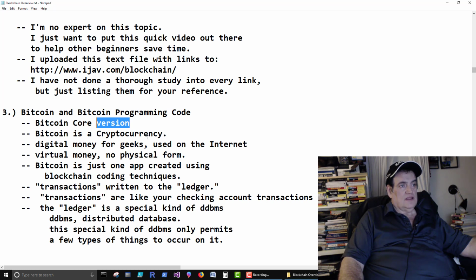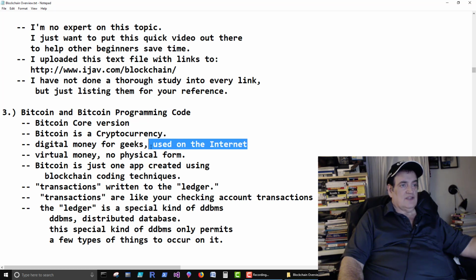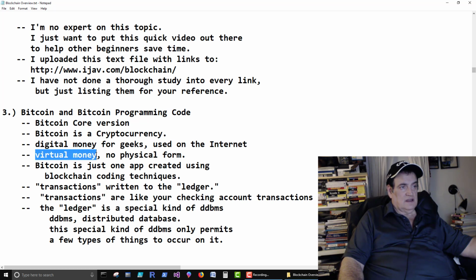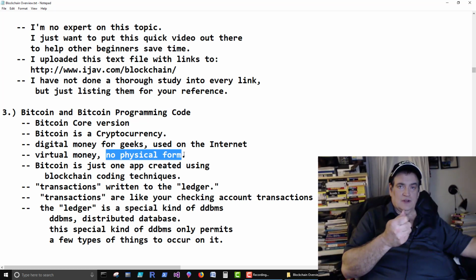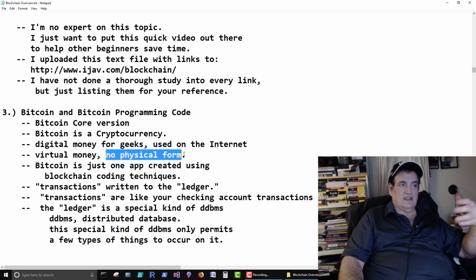But so what is Bitcoin? Bitcoin is what they call a cryptocurrency. It's digital money for geeks. When they first invented it, that's the way it was described. It's used on the internet. It's a virtual money. There's no physical form. So like I can't actually hand you a piece of paper or a coin, like a dollar bill or a quarter. You know, it's all in a digital form.